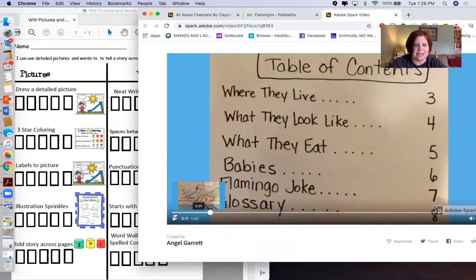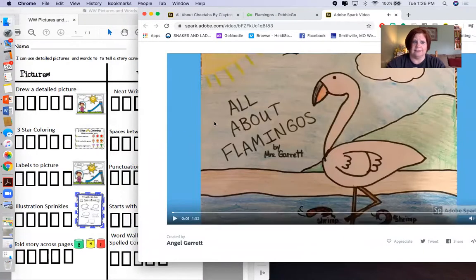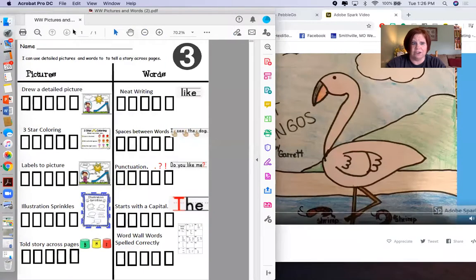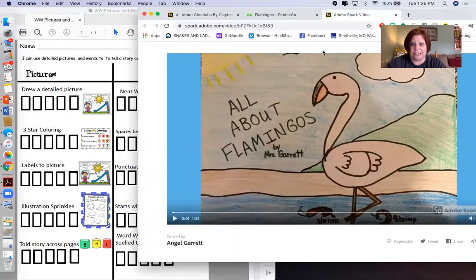So let me go back to my front cover. All right, so I want to see, did I draw a detailed picture on my front cover? If I did, I would put a check. Did I use 3-star coloring? I did. I colored in the lines. I don't see any white space. I outlined. I have background detail. So I did 3-star coloring there, so I'm going to check that.